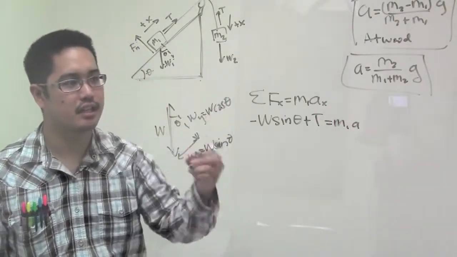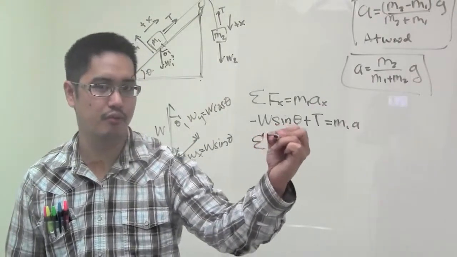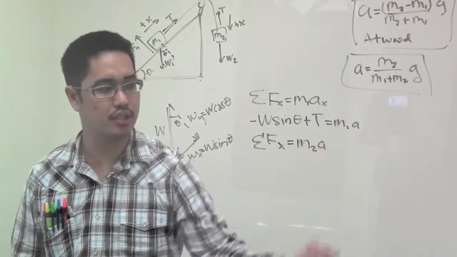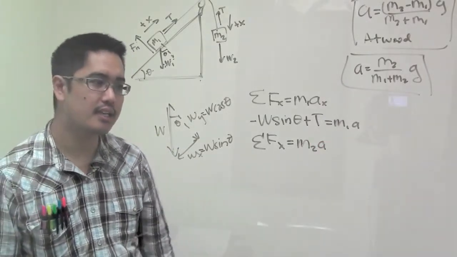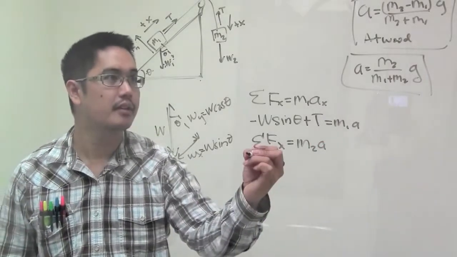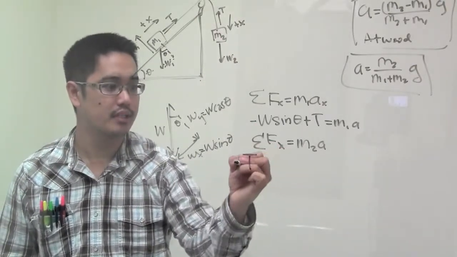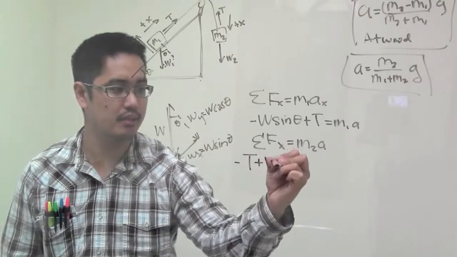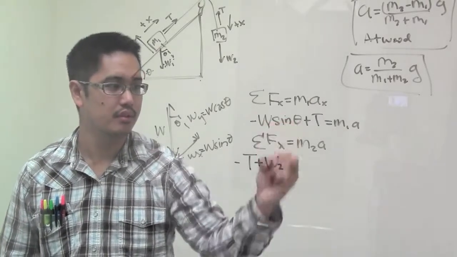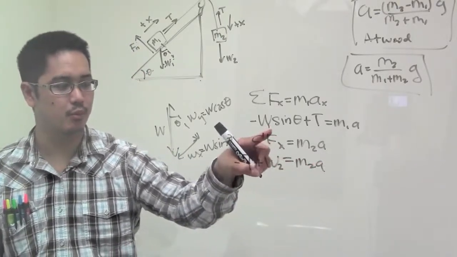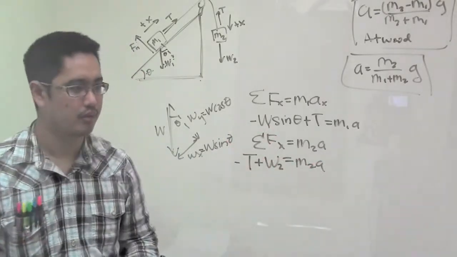Now I'm going to go on the second object over here. So I'm going to do sum of the forces in the x direction is equal to mass 2 times acceleration. And, all right, I've got a T, which is pointing up. So that's negative T plus W2 is equal to M2A. By the way, I just put a little subscript 1 on that W just so I can remember what I'm doing here.